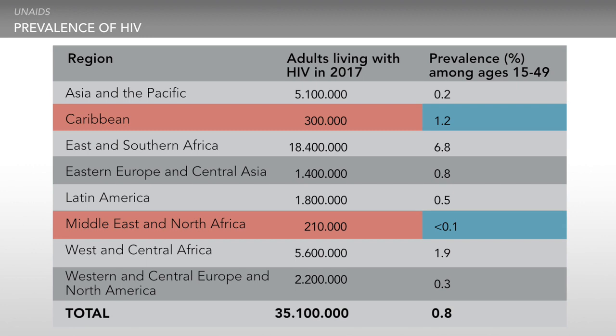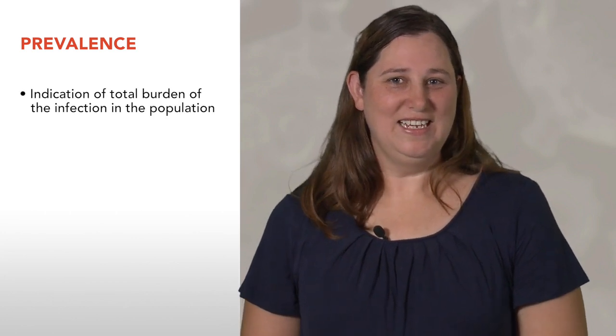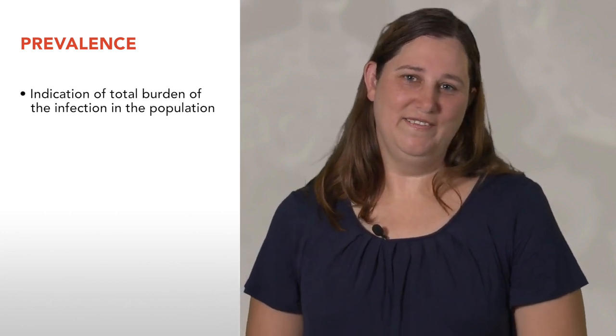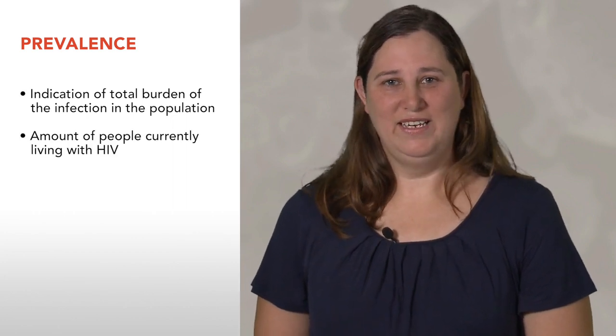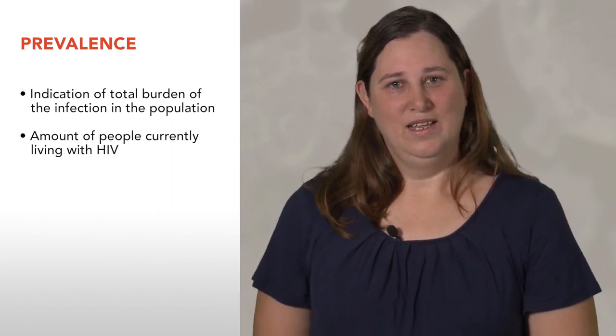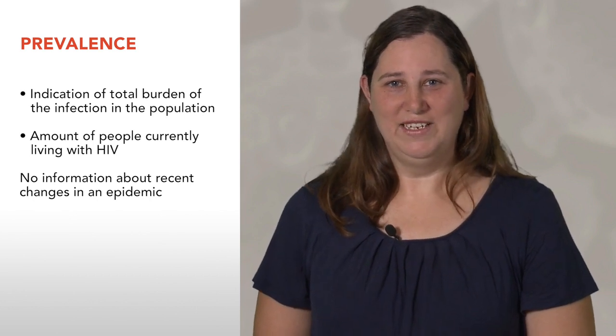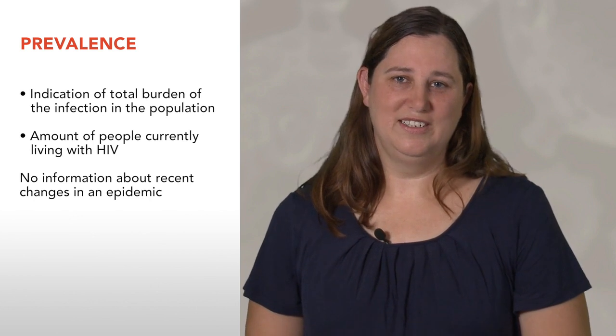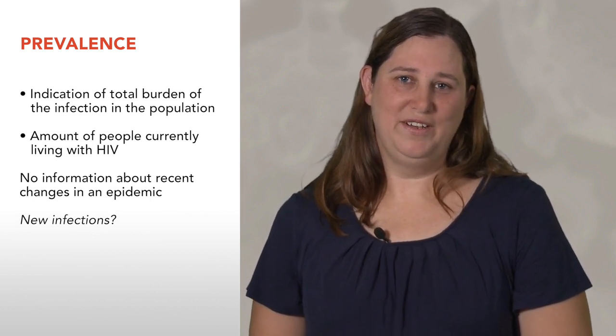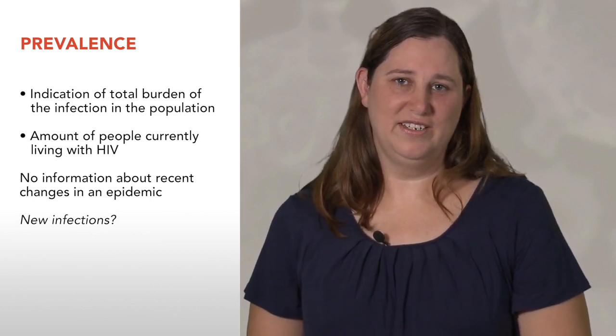This reflects the fact that the population of the Caribbean is much smaller than that of the Middle East and North Africa. We have seen that the prevalence gives us an indication of the total burden of the infection in the population. It tells us how many people are currently living with HIV. However, it doesn't tell us anything about recent changes in an epidemic. In other words, we would also like some information on how many new HIV infections have occurred over a time period of interest.